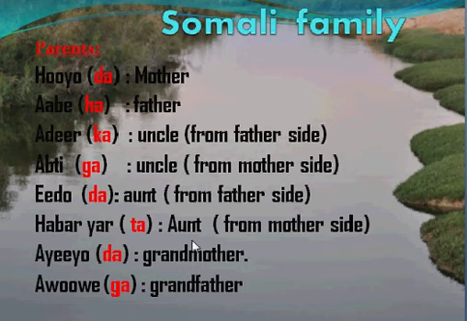aunt, ayeeyo, grandmother, awoowe. The reason I bring the parents first is the culture of Somali people: they respect the young for the old, and parents are very important family members. Mother or father or auntie, uncle, all of them are very important in the family. That's why we put them first, and then we will go next.